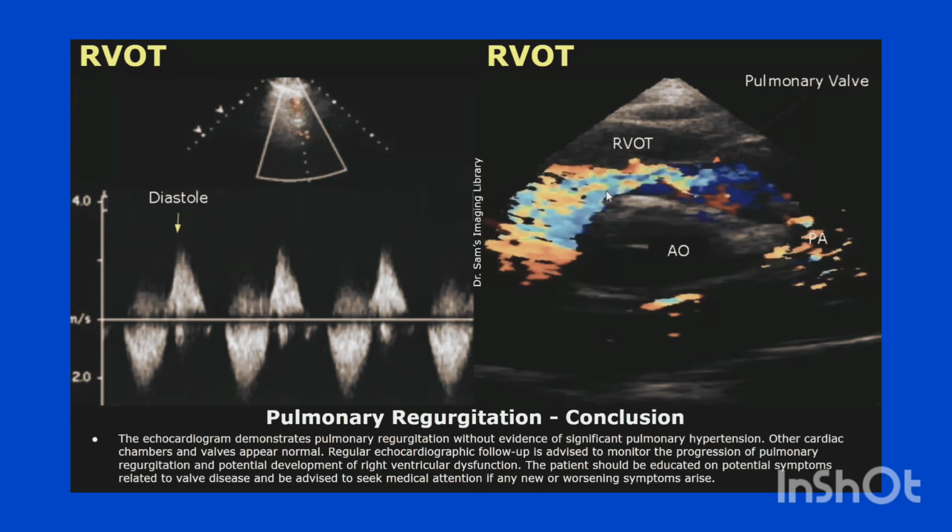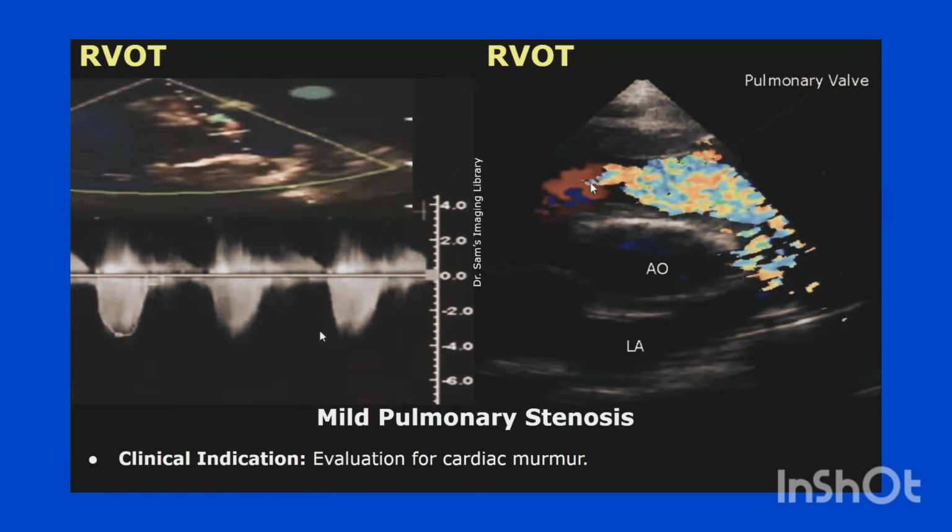Regular echocardiographic follow-up is advised to monitor the progression of pulmonary regurgitation and potential development of right ventricular dysfunction. The patient should be educated on potential symptoms related to valve disease and be advised to seek medical attention if any new or worsening symptoms arise. This is an example report of mild pulmonary stenosis. Clinical indication is evaluation for cardiac murmur.